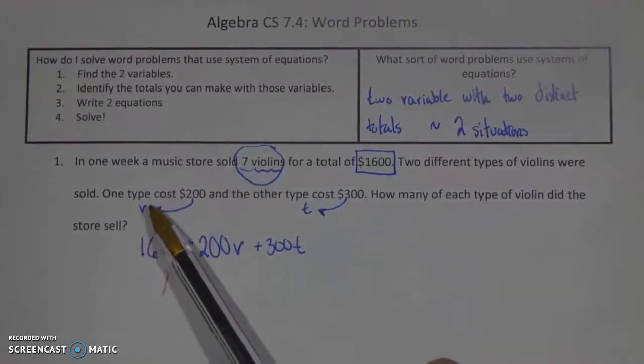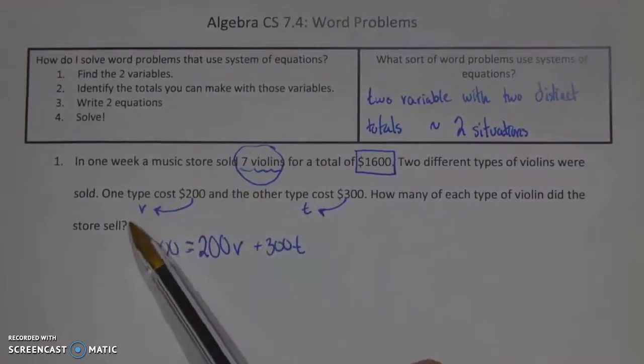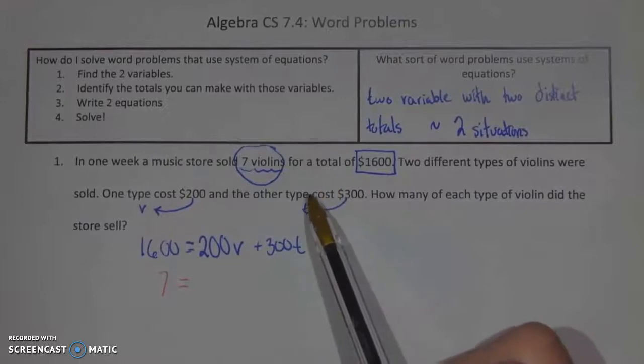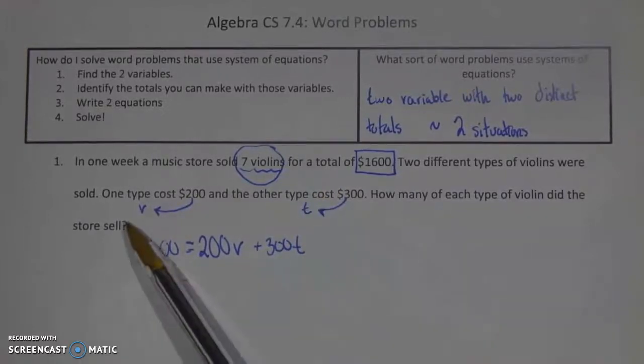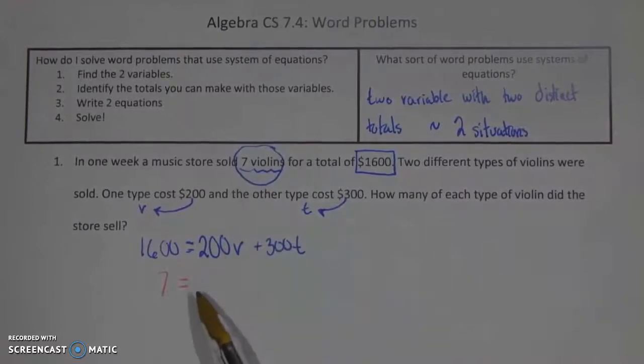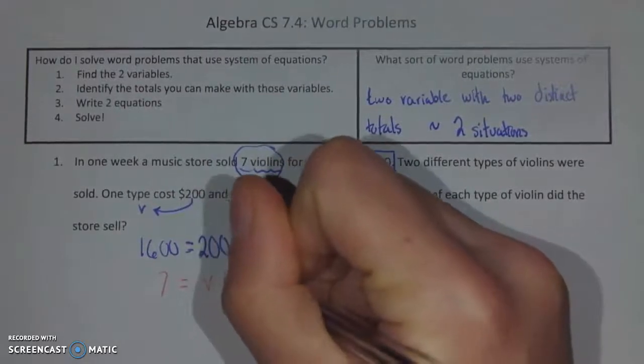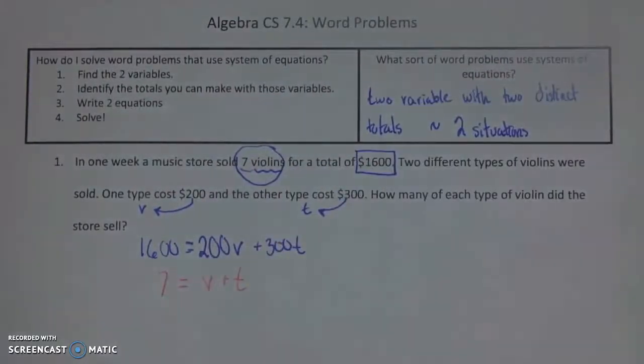Well, all they said is, we know that they sold 7 violins by taking the amount of the first type they sold plus the amount of the second type they sold. Because if there are 2 of these, well, there'd have to be 5 of these in order to get 7 violins. So that means that 7 has to be equal to v plus t. And that gives us our second formula.